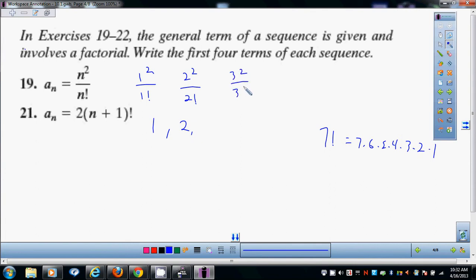3 factorial is 3 squared over 9 over 6, which reduces to 3 halves. 4 squared over 4 factorial. That's 16 over... Okay, 4 squared is 16. 4 factorial, 4 times 3 times 2 is 24. That does reduce to 2/3.